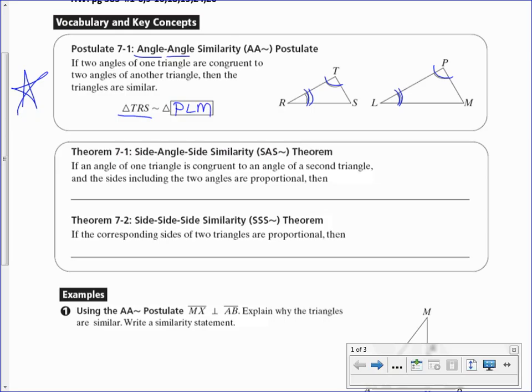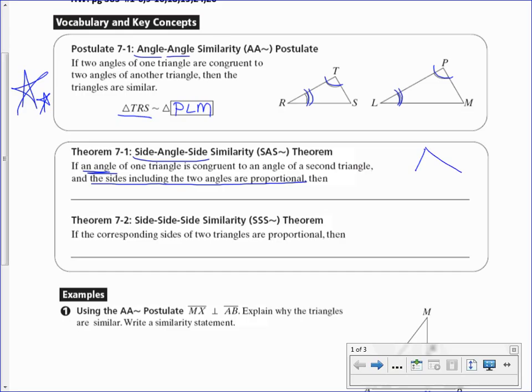Side-angle-side similarity isn't used as often, which is why I really would like you to draw stars next to this one, because that's where we usually head. But sometimes you don't have two angles, you only have one. In that case, if you can do side-angle-side similarity, that means you show that you have one angle that's congruent in two triangles, and then the sides including the angles would have to be proportional.